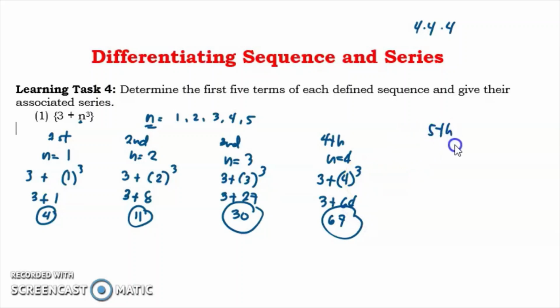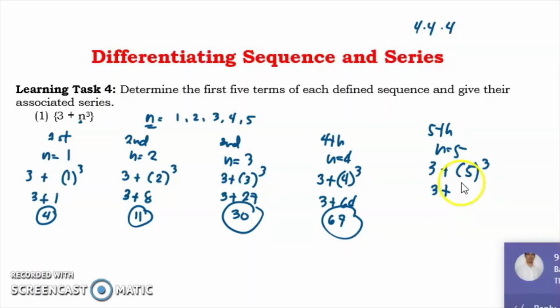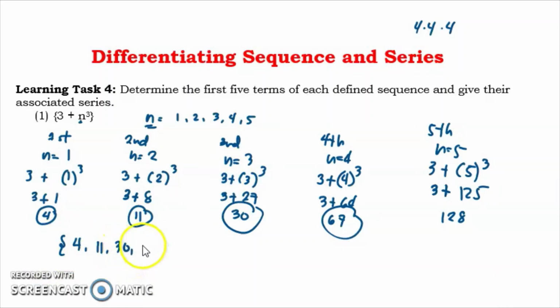And for the fifth term, you have n equals 5. So, 3 plus 5 raised to 3. So, 5 raised to 3 is 5 times 5, 25 times 5 is 125. 3 plus 125 is 128. Okay? Now, eto ngayon ang sagot nyo ay 4, 11, 30, 67, 128.